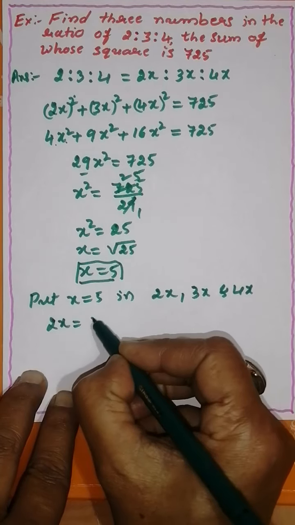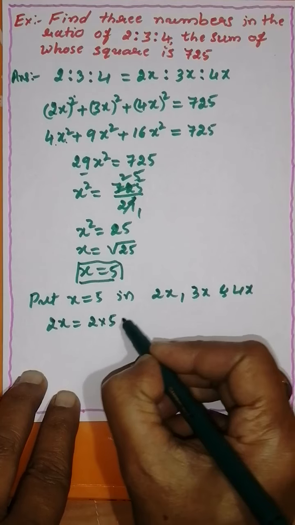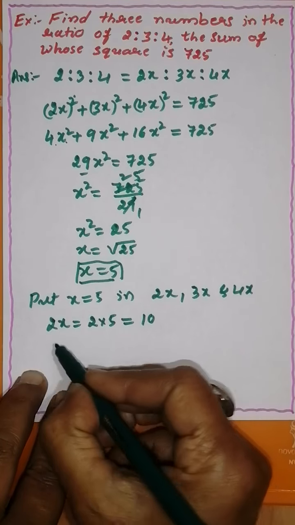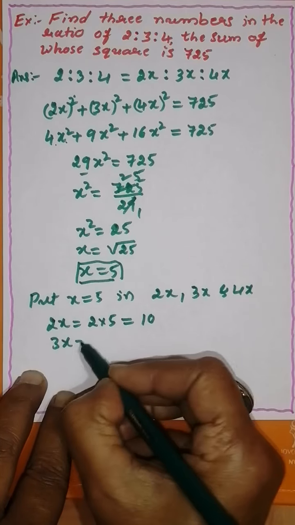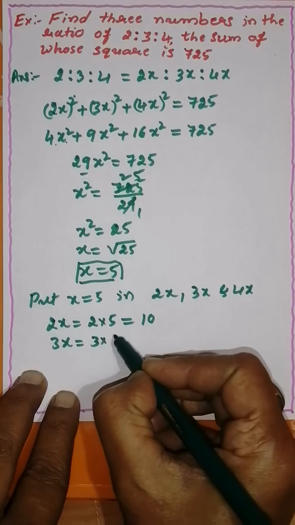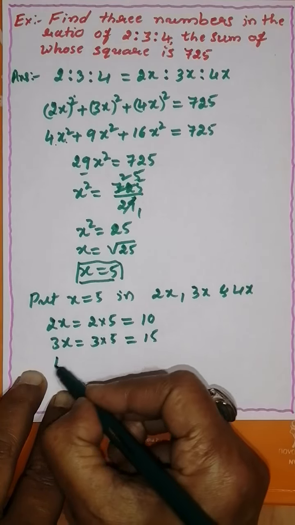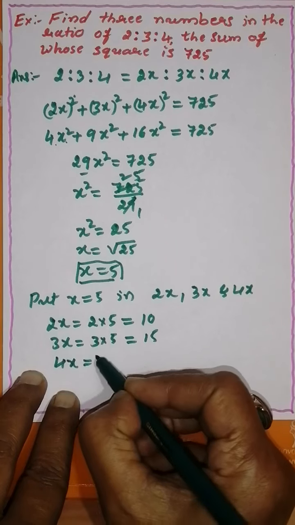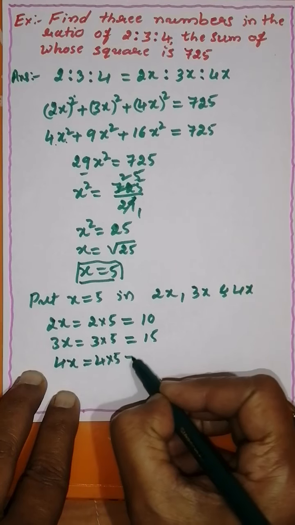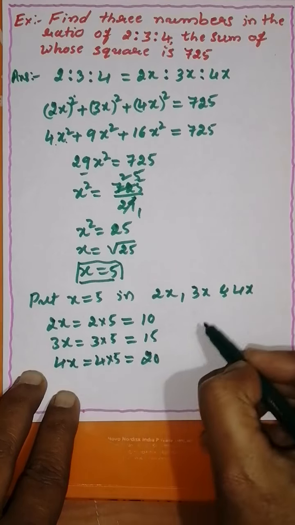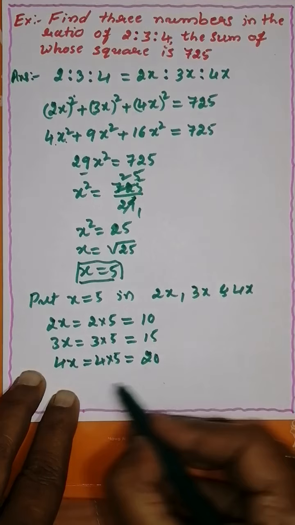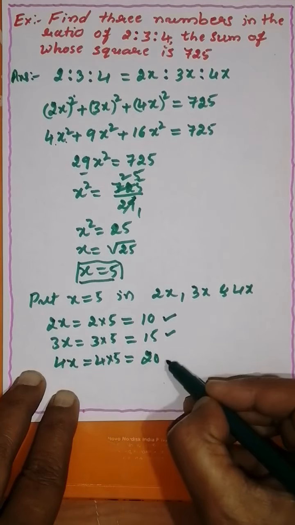2x is equal to 2 into 5, 2 fives are 10. Second one, 3x, 3 into 5, 3 fives are 15. Third one is 4x, 4 into 5, 4 fives are 20. Therefore, those numbers are 10, 15, 20.